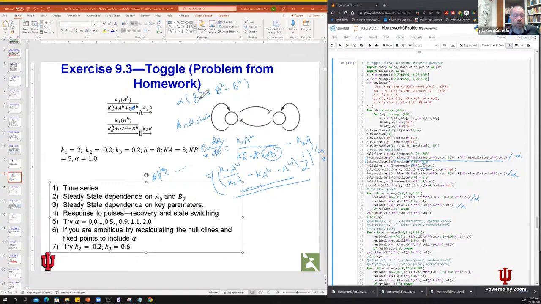So if the functional form were a mess for both A and B, there's no simple way to write A in terms of B or B in terms of A, then you're stuck. You have to do it numerically. Typically, I try to pick functional forms that are simple enough that you can do that by hand. But no, it doesn't always work. But basically, the null climbs are easy. The fixed point is when both of these are zero. The null climb is when either of them is zero.